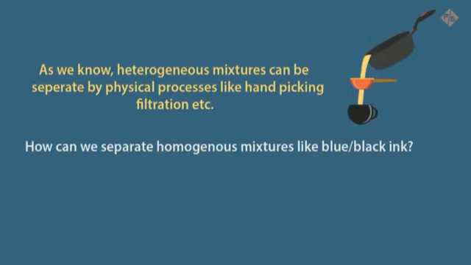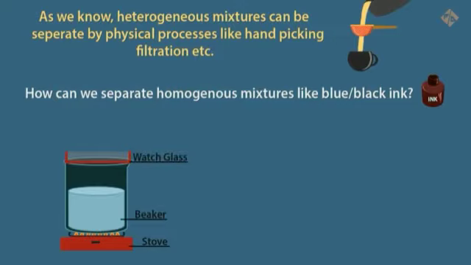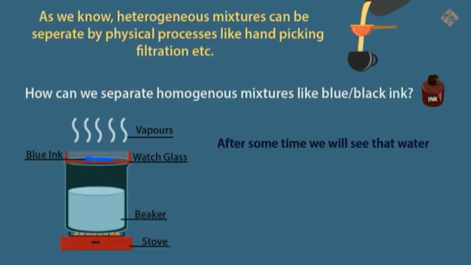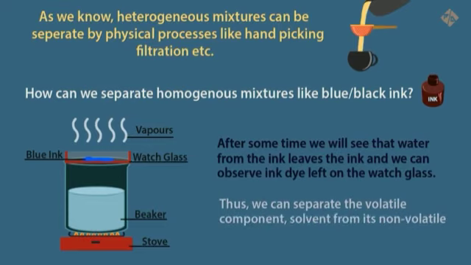How can we separate homogeneous mixtures like blue black ink? One stove is there; take a beaker. In the upper part of the beaker, we can put a watch glass and blue ink, and vapors are formed. After some time, we will see that water from the ink leaves the ink, and we can observe the ink dye left on the white watch glass. Thus, we can separate the volatile component, the solvent, from its non-volatile component, the solute, through evaporation.